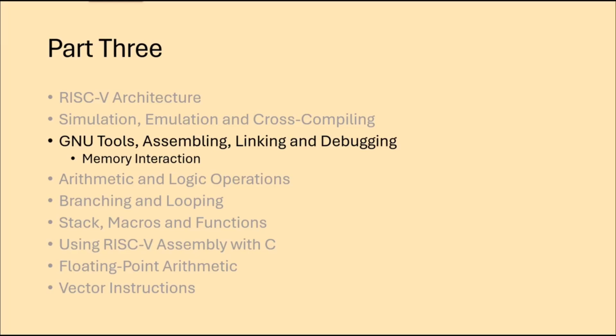Today's tutorial covers GNU tools. We'll talk about how to assemble files, how to link them, and how to debug them. We'll also look at reverse assembly using objdump. We'll interact with memory using store and load instructions and also look at how to output data to the screen and how to input data from the keyboard. The first topic we'll talk about is the assembly process.